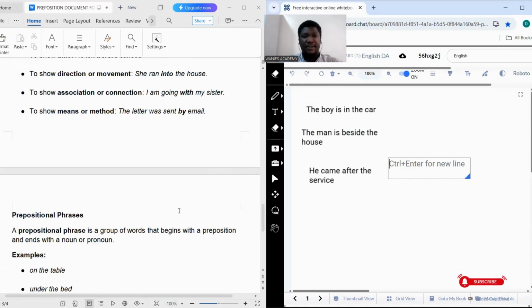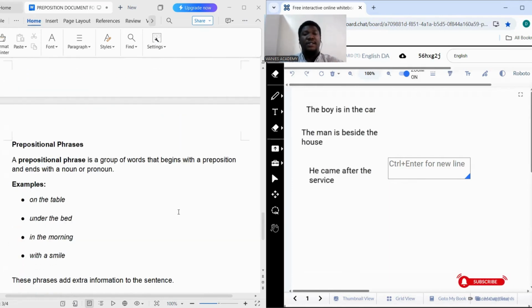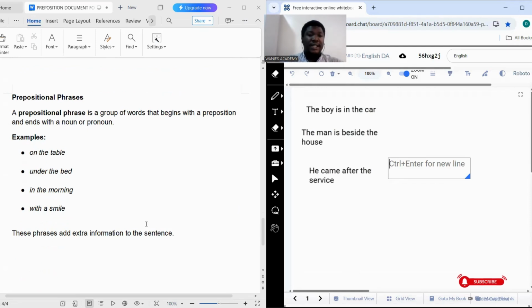Now, the final aspect of this lesson would be prepositional phrases. Now, a prepositional phrase is a group of words that begin with a preposition and end with a noun or pronoun. Keep in mind that prepositional phrases do not have a final verb, and they're usually short in structure. Examples are on the table, under the bed, in the morning, with a smile. They are called prepositional phrases because they have a preposition in them. We see on, under, in, and with. They are all prepositions. Now, these phrases add extra information to the sentences.